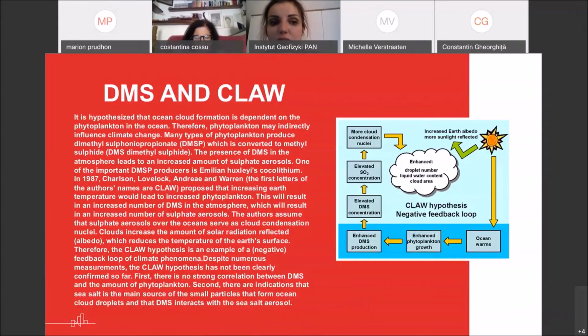actually it's more complex. But let's start with those abbreviations. So we have DMS and CLAW. Let's start with DMS. What is DMS? It simply means dimethyl sulfide. It's produced by phytoplankton, and generally it's pretty harmless, and it's produced at pretty low concentration.